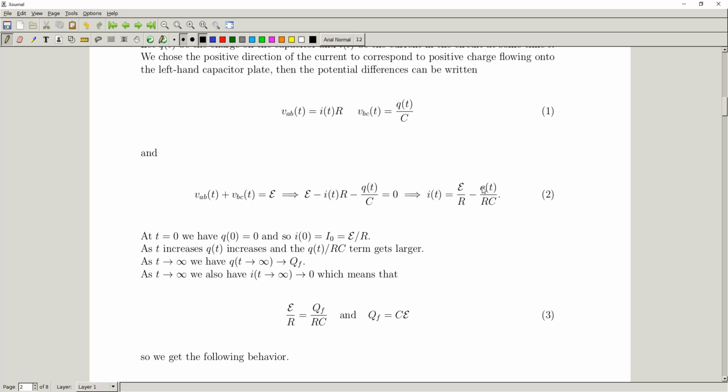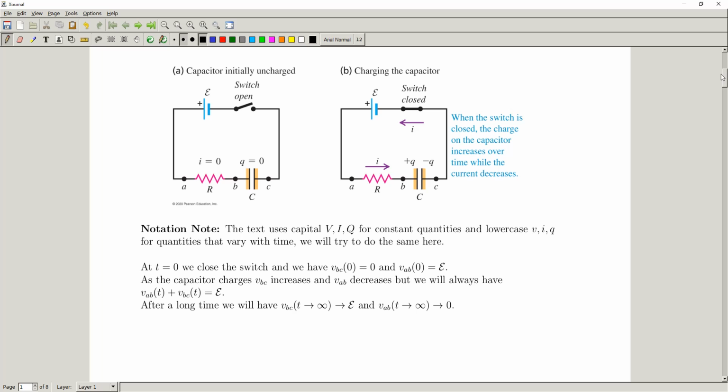Also, as t goes to infinity, we're going to have our I as t goes to infinity going to 0. And why is this? Well, we can kind of see why this is going to be, because initially we close the switch.